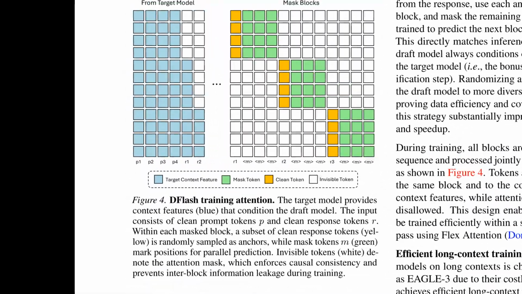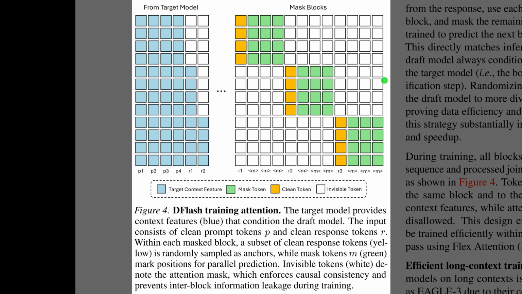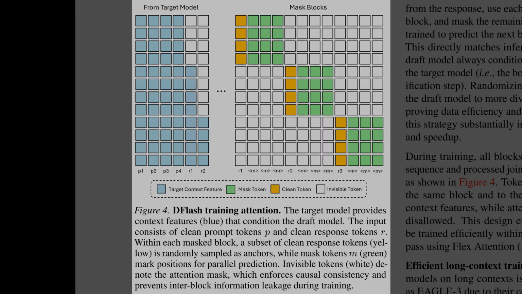While Figure 2 illustrated the inference flow, Figure 4 now details the training strategy. This diagram maps out the attention mechanism that allows the model to learn efficiently. On the left, the blue columns show the context features extracted from the target model, which provide the necessary grounding. On the right, the mask blocks grid reveals a diagonal pattern where yellow squares represent clean anchor tokens, and green squares are the masked tokens to be predicted. The extensive white areas are invisible regions, meaning attention is blocked there, so that each block learns independently without seeing future data. This clever masking enables the system to train on multiple blocks in parallel within a single pass.